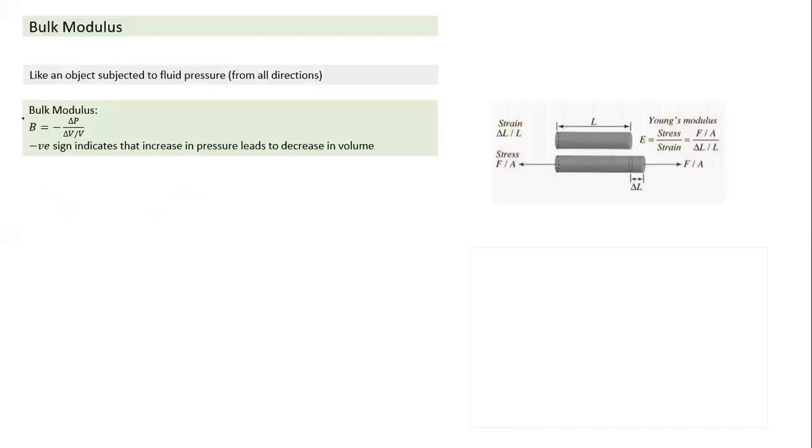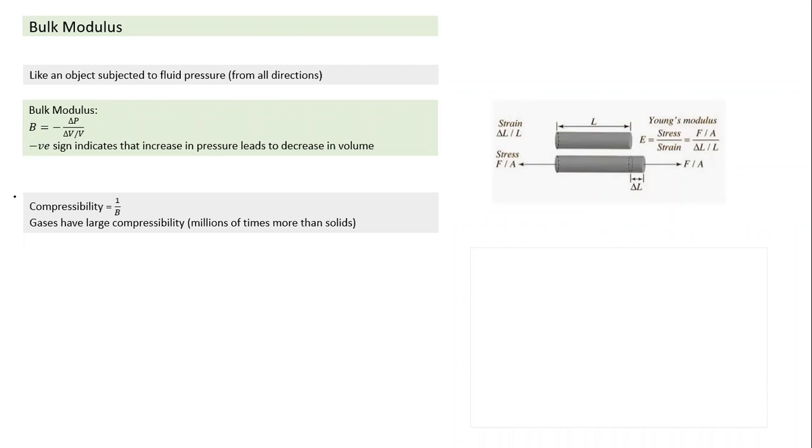Bulk modulus we had dealt with earlier also. It is equal to minus delta P by volumetric strain. Bulk modulus is pressure divided by volumetric strain. Unlike previous cases, in all cases so far, when we applied a force, the force and elongation were both in the same direction. Here, what we notice is that for positive pressure, the volume change is negative, so we use a negative sign if we want bulk modulus to be a positive quantity. The negative sign indicates that an increase in pressure leads to a decrease in volume.